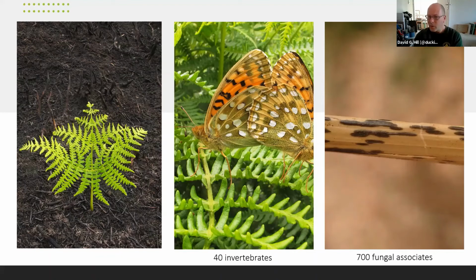It does support a wide range of invertebrates, about 40, I think there are 9 moths and 40 other invertebrates, sawflies and gall wasps and things that will quite happily survive feeding on bracken or using bracken as the primary cover, and an astonishing number of fungal associates. So that's bracken map fungus, which you'll always find on bracken stems late in the autumn, but rarely recorded.